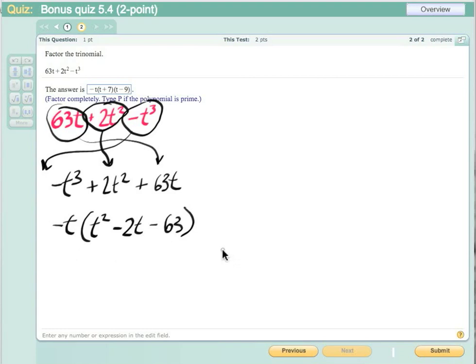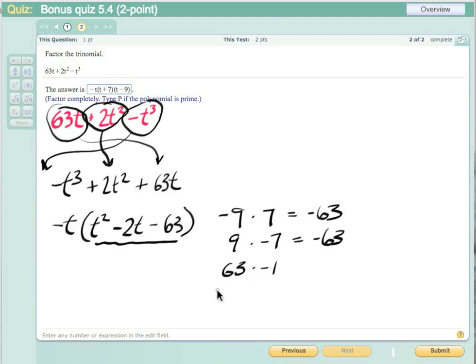So I've pulled out the biggest bite, and now we're looking at a trinomial here, and the game is to crack this. And you have to play a bit of a math detective here. We're looking for two numbers that multiply to negative 63, and I can only think of two. Negative 9 times 7 is equal to negative 63. 9 times negative 7 is equal to negative 63. Okay, so those are the only two numbers. Well, there is 63 and negative 1, and there's negative 63 and positive 1.